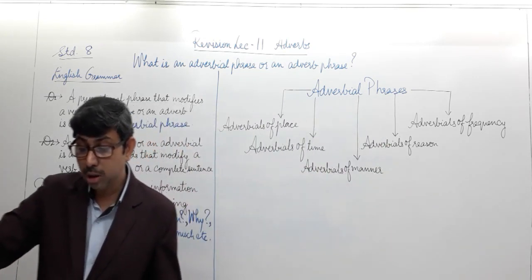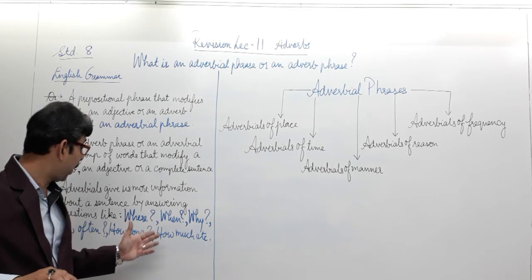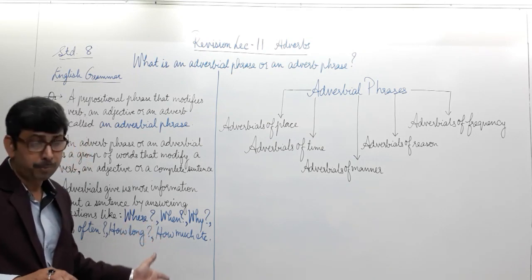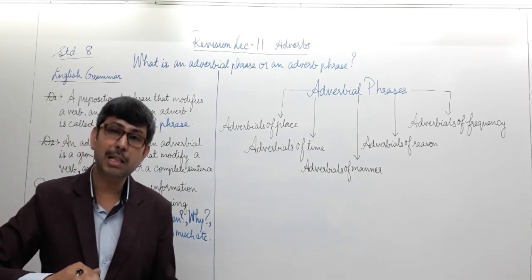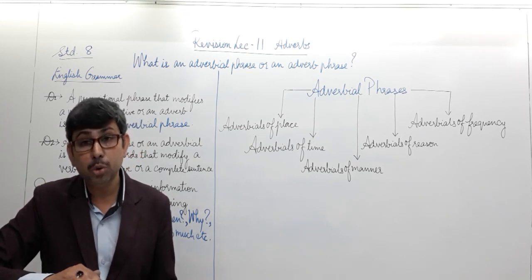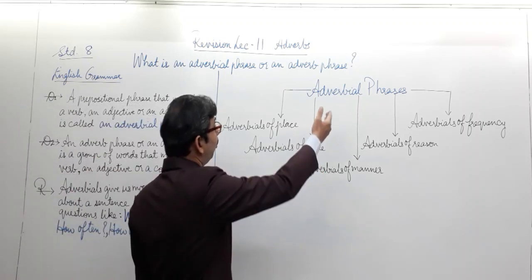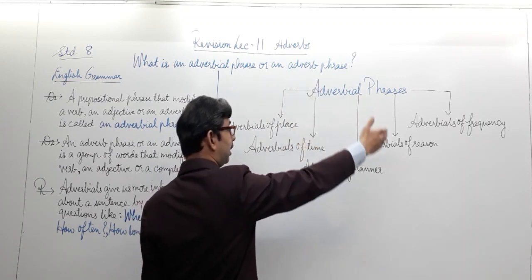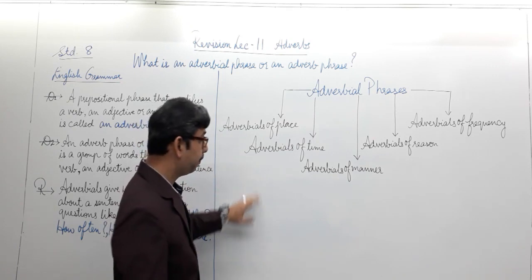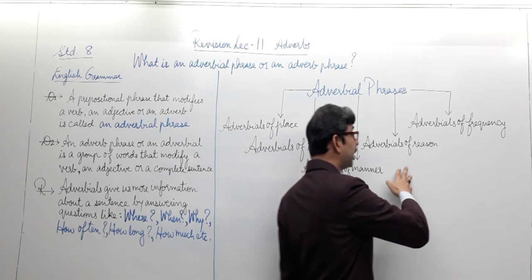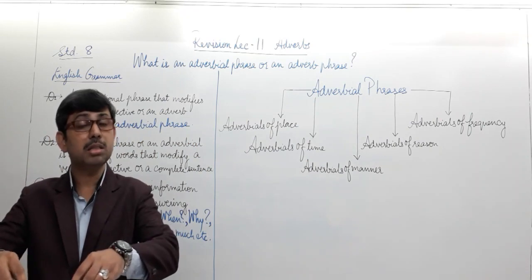I would like to add over here that on the basis of the type of information that these questions provide us, like where, when, why, how often, how long, how much, etc., adverbials can further be classified or divided into many categories. On the right side of the board, you can see that adverbial phrases have been put into five groups, namely adverbials of place, adverbials of time, adverbials of manner, adverbials of reason, and adverbials of frequency.